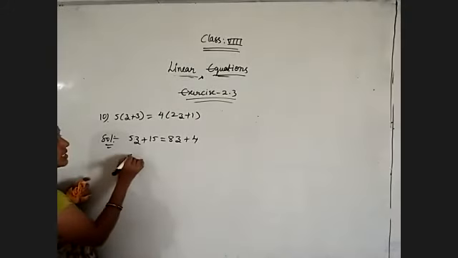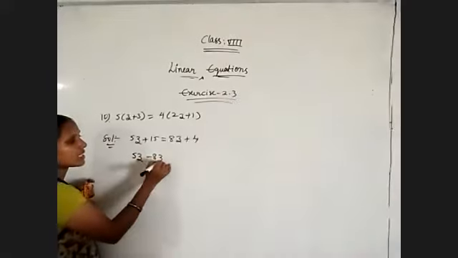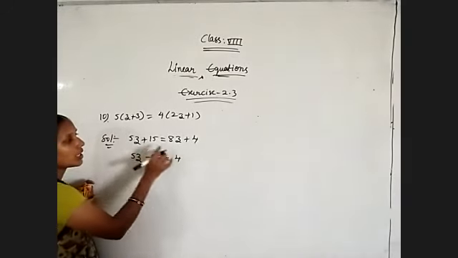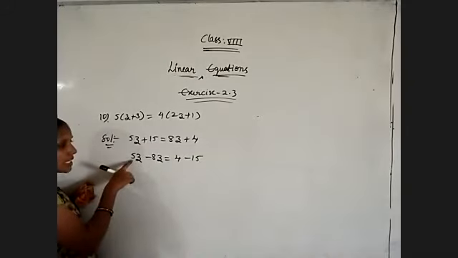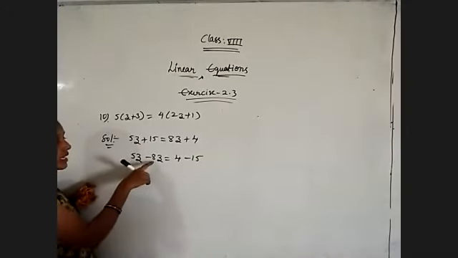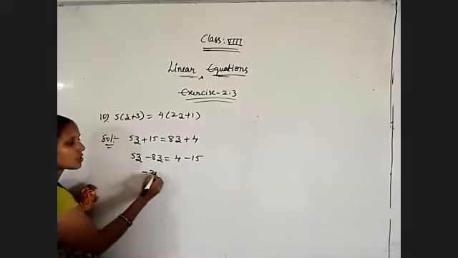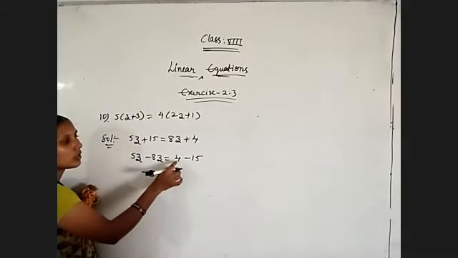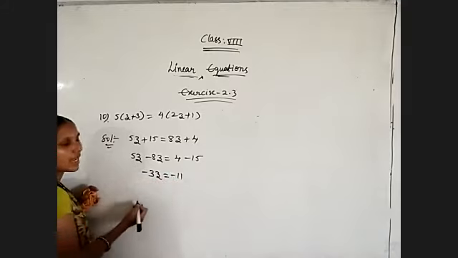Bring z terms to one side. 5z, plus 8z by bringing this side minus 8z, is equal to 4 plus 15, by bringing this side minus 15. So one is plus, one is minus, subtraction. But here 8 is bigger. 8 minus 5 is 3. 8 is having minus sign, so minus 3z is equal to 15 minus 4 is 11, and 15 is having minus sign, so minus 11.